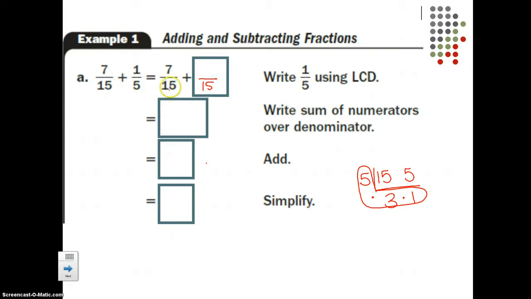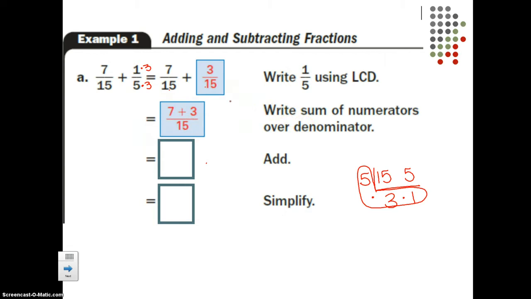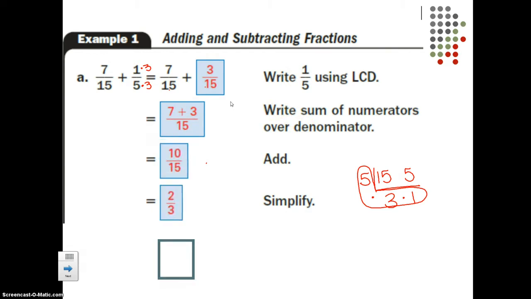7 over 15 already has a denominator of 15. But what about 1/5? How did you go from 5 to 15? Well, you multiplied by 3. So multiply that same number by the numerator 1. You get 3 15ths. Now, just like the previous lesson, you add the numerators together, keep the same denominator. 7 plus 3 is 10 over 15, which simplifies to 2/3.